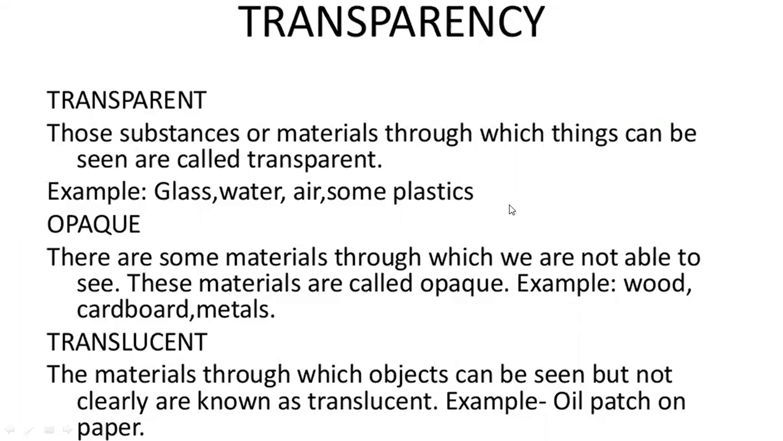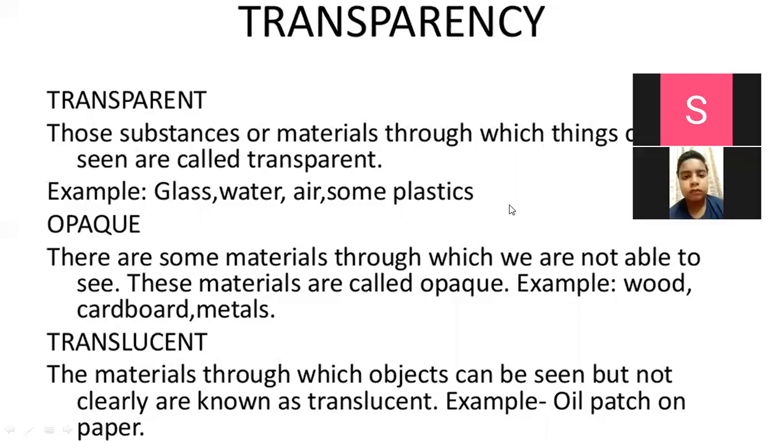Then the translucent, through which an object can be seen but not clearly. That is oil patch on a paper. You might have observed when you are using an oil patch paper, then you can see, but not the full object. You can just get an idea about that object, what is behind that paper. So that is transparency, translucent.